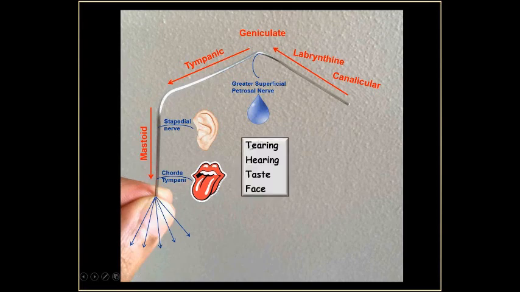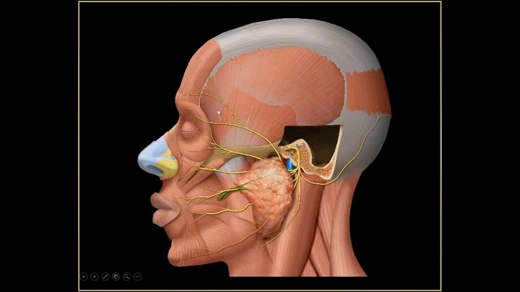And here's a neat little mnemonic to use to remember. Tearing, hearing, taste, and face. The facial branches, there are 5 branches that branch out and provide innervation to the muscles of facial expression.